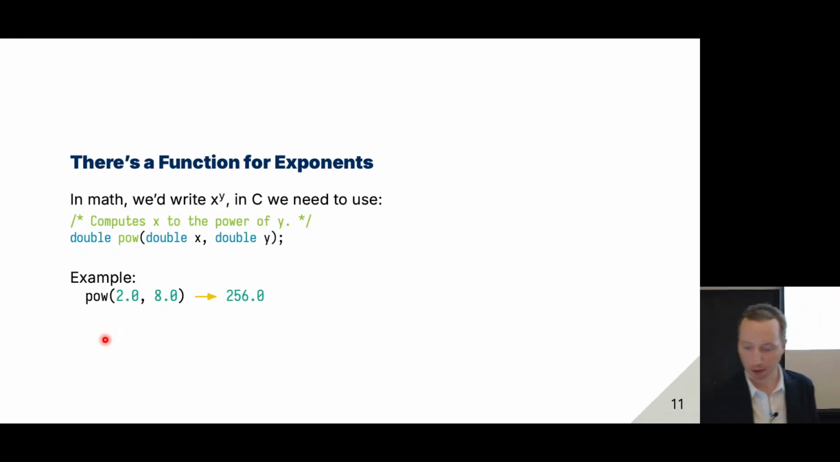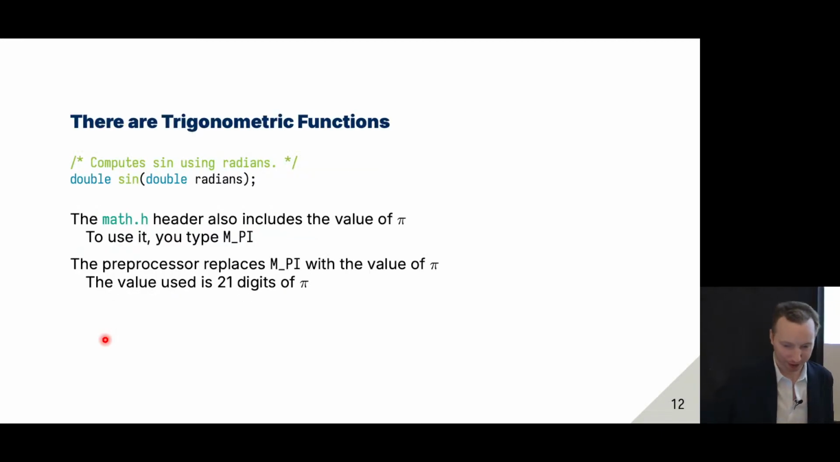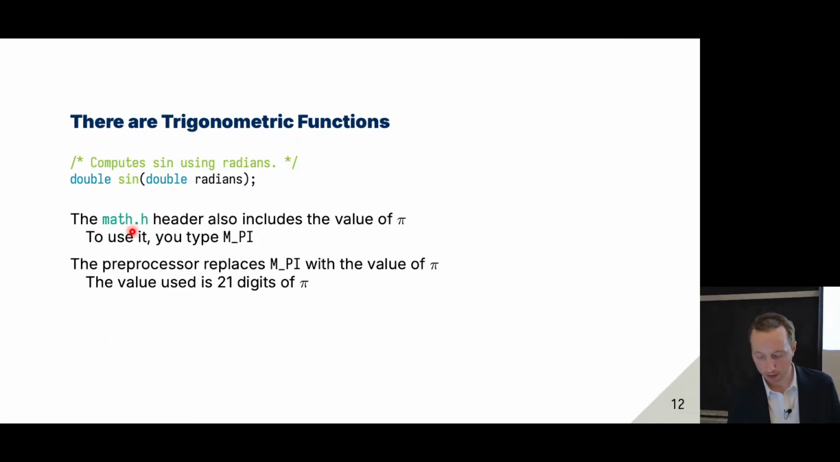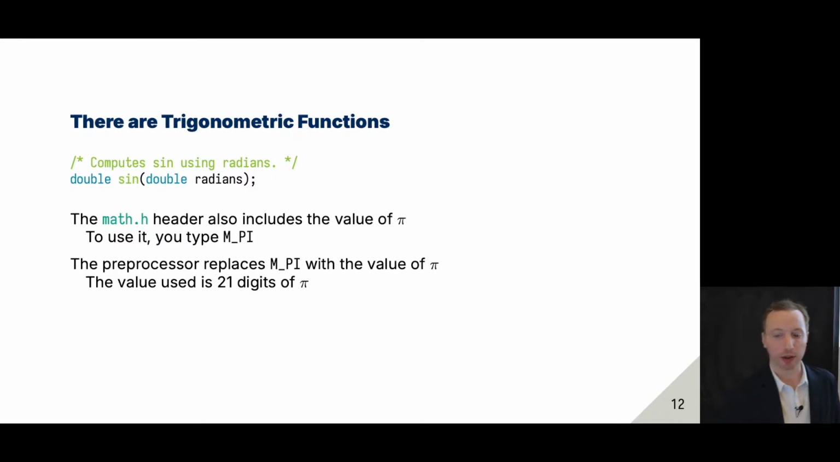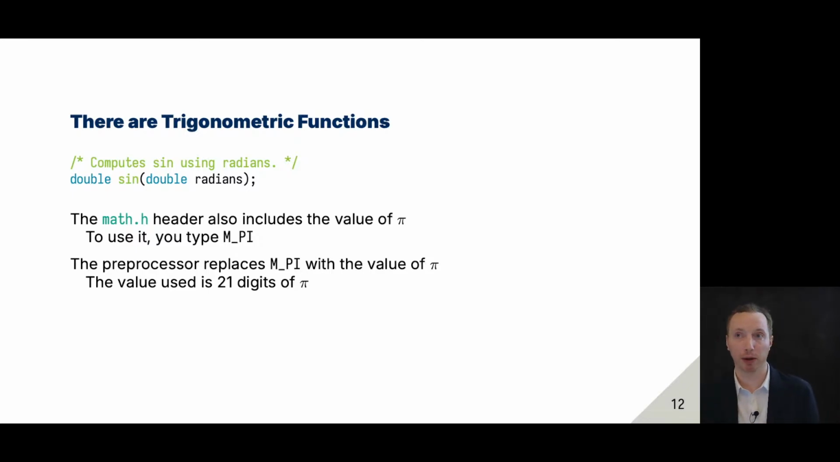All right, we're good. So there are trigonometric functions as well. We can use sine, cosine, and all of those. They're defined in radians. In that math.h file, there's also the value of pi. To use it, you just type M_PI. Whenever you type M_PI, the compiler will go ahead and replace that with the actual value of pi.